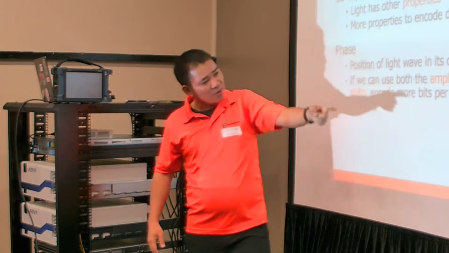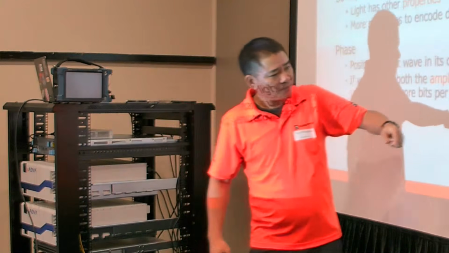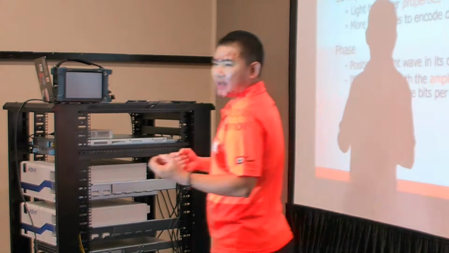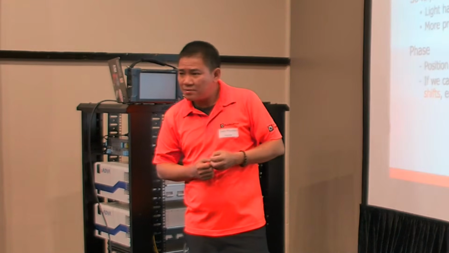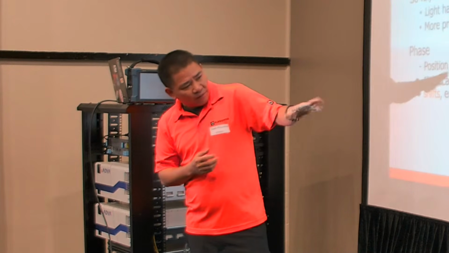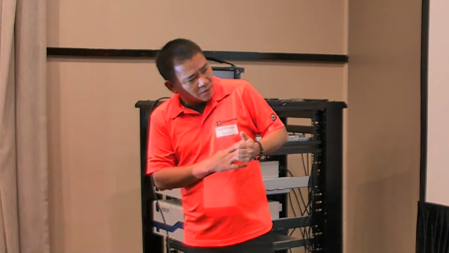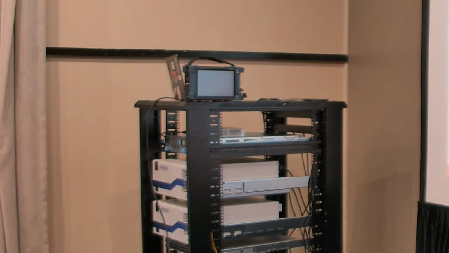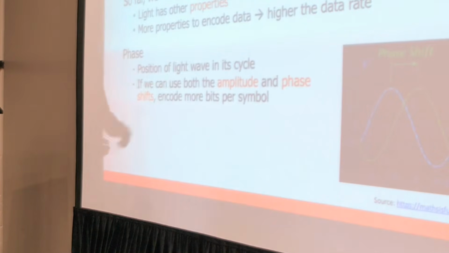What is phase? Remember I said light wave is an electromagnetic signal. Where it is in that cycle is what we mean by phase. Again, for IP folks, keeping it very simple. If you compare those two waves, the green wave is ahead of the blue wave by what? One quarter of a cycle. If the full cycle is 360 degrees, that's about 90 degrees.